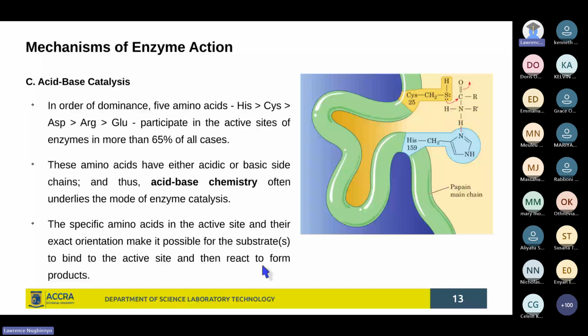Somebody says, Evans says, please, the acid-base catalyst, do they accept and donate protons? Yes, exactly. So you have an amino acid residue which accepts, and you have an amino acid that donates. So you have a proton donor and a proton acceptor in the active site. So exactly what it is. You have a proton donor and you have a proton acceptor in there. Okay.